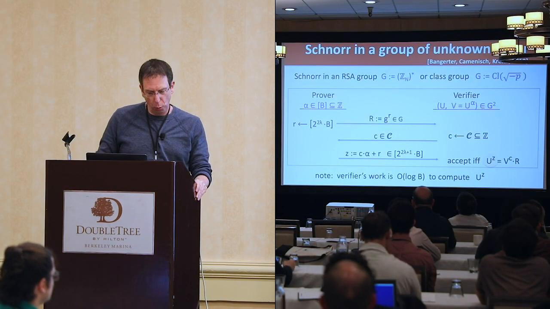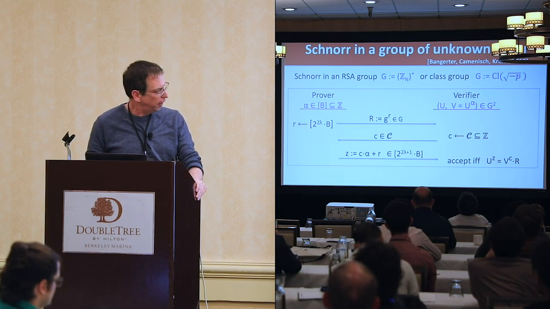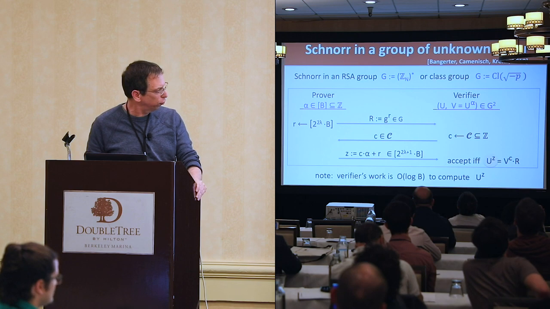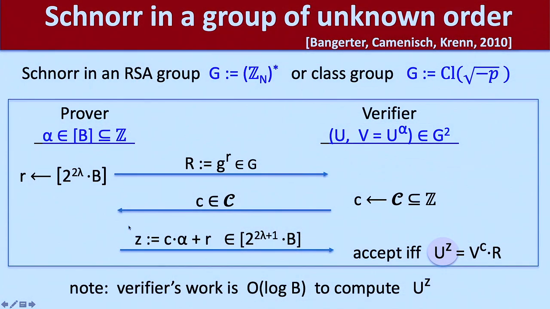One thing I wanted to point out is that the verifier has to do work proportional to the size of the witness. You notice z is proportional to the size of the witness, and the verifier has to raise to the power of z. So if you have a gigantic witness, the poor verifier has to work pretty darn hard to verify this proof. That was a side note. But so far, so good.